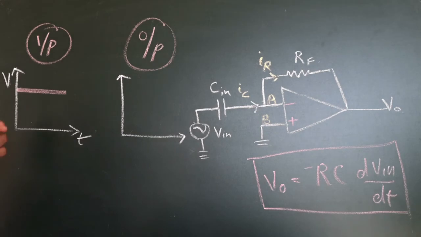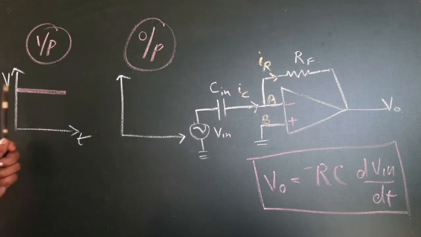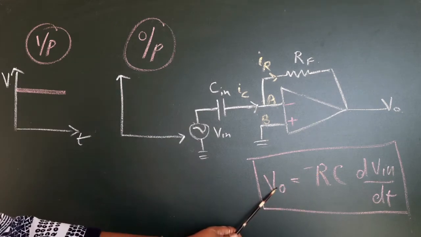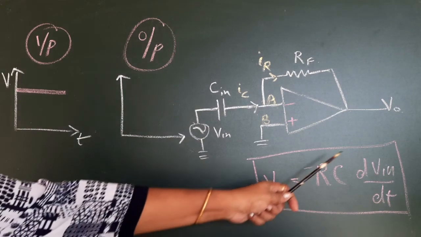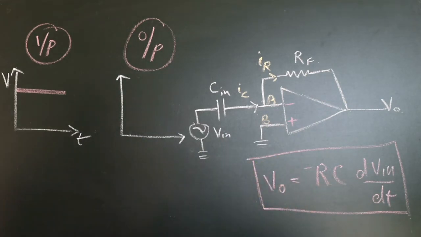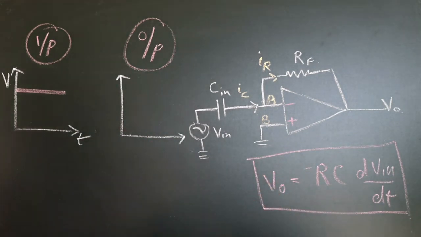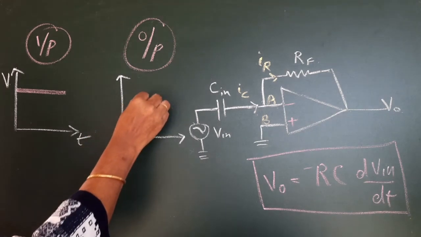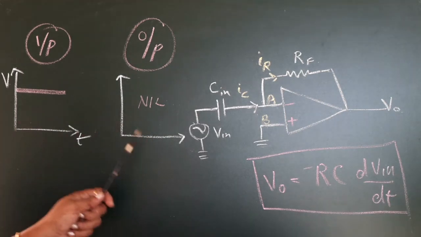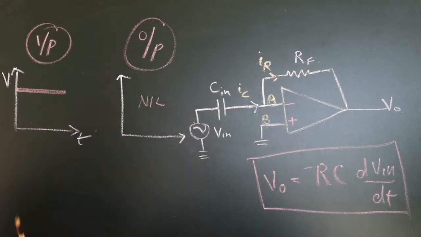Now let us take an example. The input voltage is a constant DC voltage. It's a constant DC voltage with respect to time. So what do you think will be the output? See this equation. V out is proportional to dV in by dt. So what is the differential of a constant voltage? It does not vary with time, so the output will be 0. You won't have any output signal. So this is very important: a constant DC voltage will give a 0 output for a differentiator.